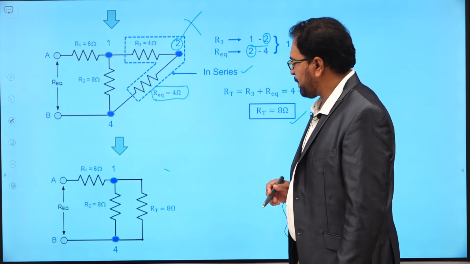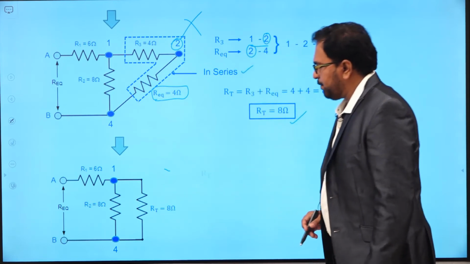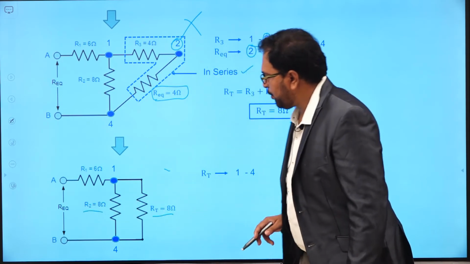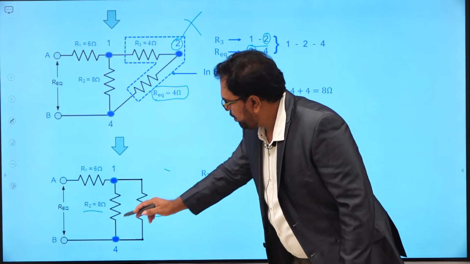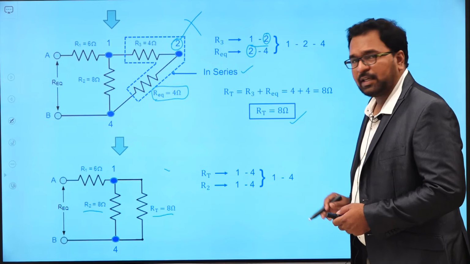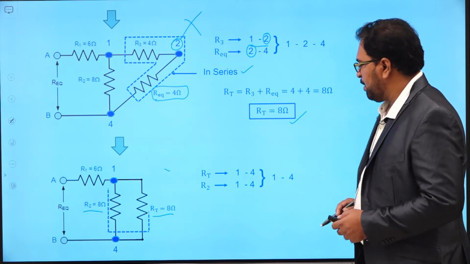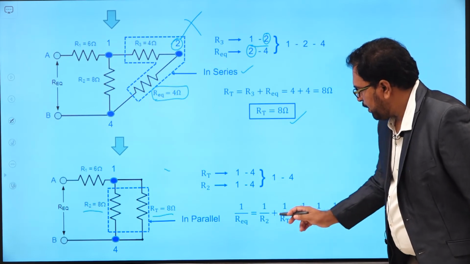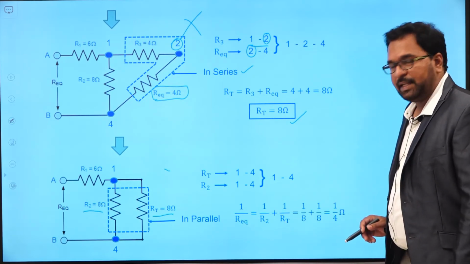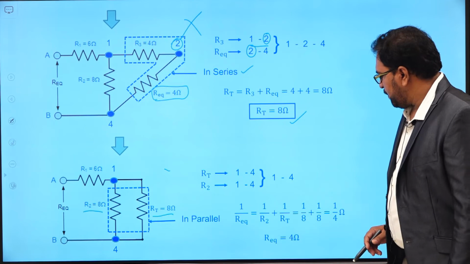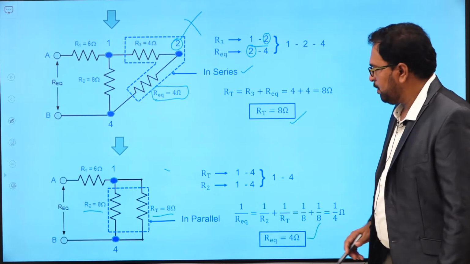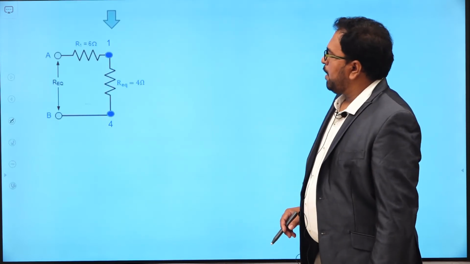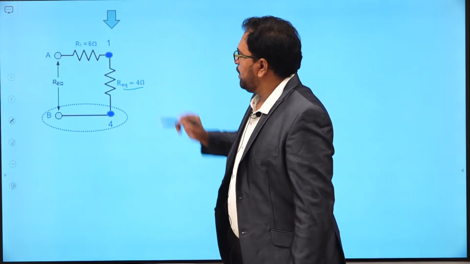In this circuit, we can easily observe that RT and R2 are connected between 1 and 4. We say that those two resistors are connected in parallel. In case of parallel, 1 by R equivalent is 1 by R2 plus 1 by RT. So finally the equivalent resistance is obtained as 4 ohms. Now you can remove these two resistors between 1 and 4 and replace them with a single resistance of 4 ohms.